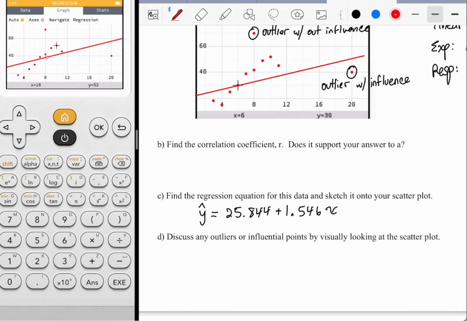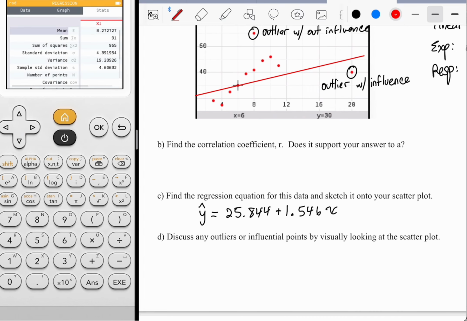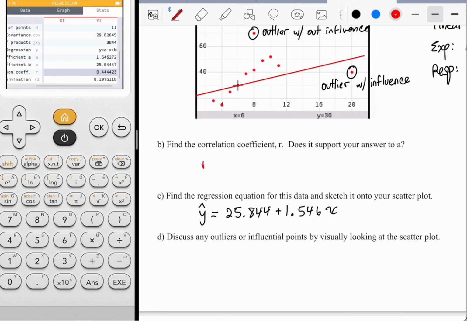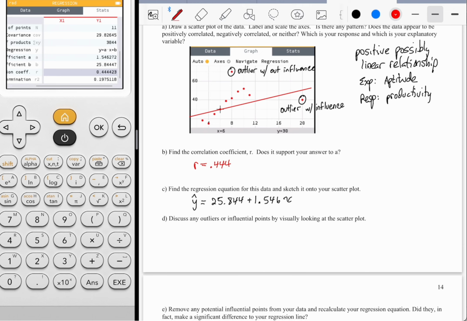So anyway, I'm going to go into, like I said, the stats menu to come up with the R value. R is equal to 0.444. Now, does it support your answer to A? Well, yeah. Oh, I did say positive. So I'm just going to say yes and highlight the thing that I think it supports, that it's positive and possibly a linear relationship. I didn't get pinned down on my claim here. I didn't say it's a strong positive linear correlation. Then no, it doesn't support it. But positive, possibly linear, I think it supports that.